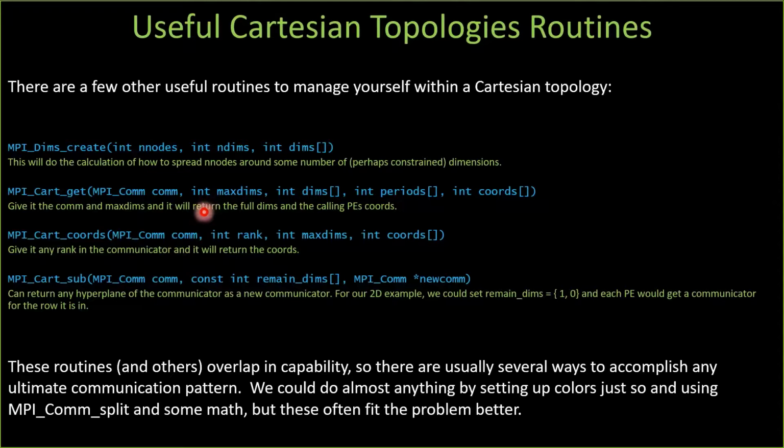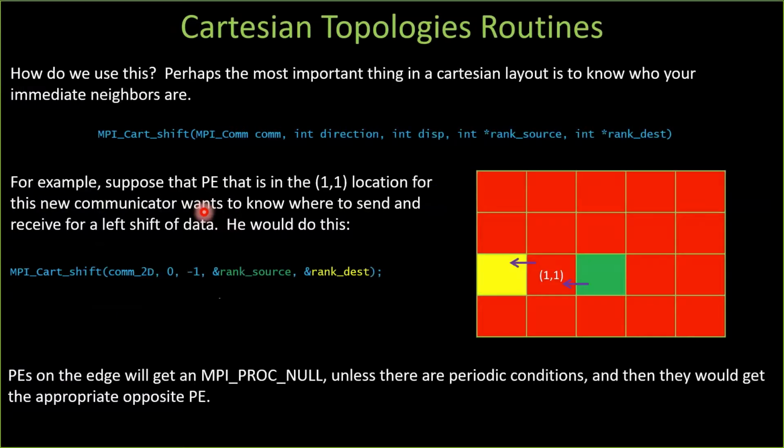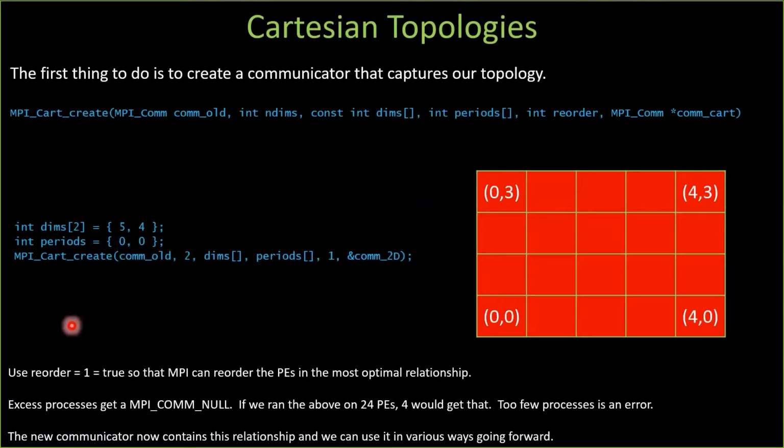You have a question? Yes, go ahead. So how would you set up the periodic boundary conditions for the Cartesian thing? To set up periodic boundary conditions, we have a parameter to Cartesian create, and we can set it either to true or false for each dimension. This happens to be two-dimensional here. So if we set this to 1 instead of 0, it would say in the first dimension, make this a periodic boundary condition. So periods allows you to set that up.